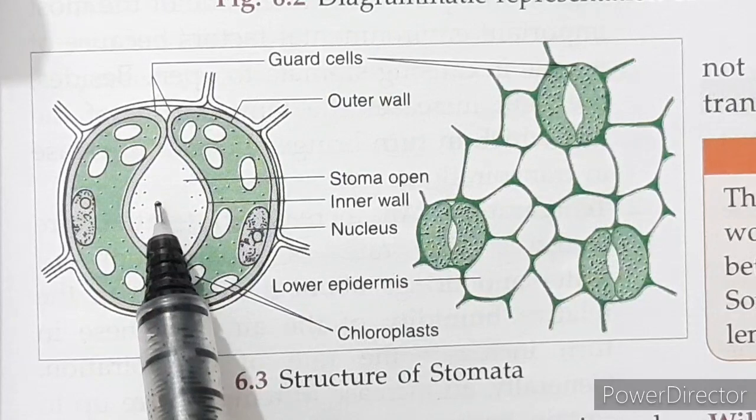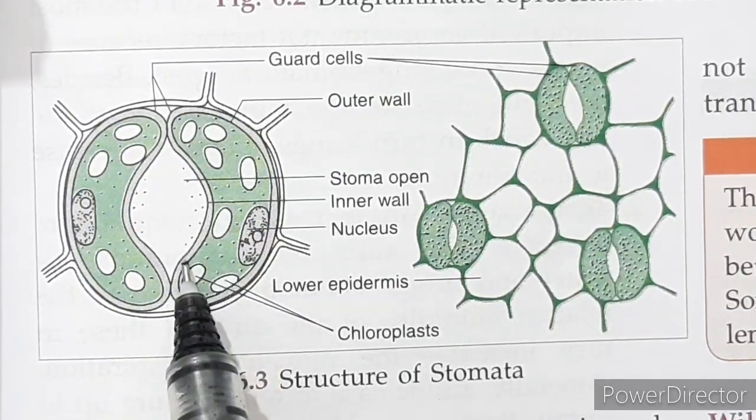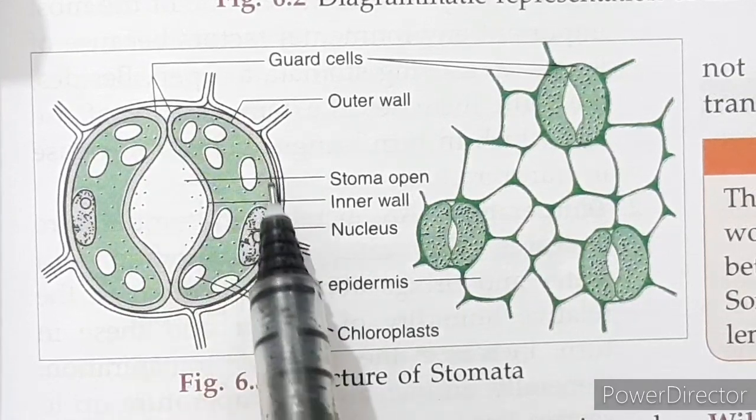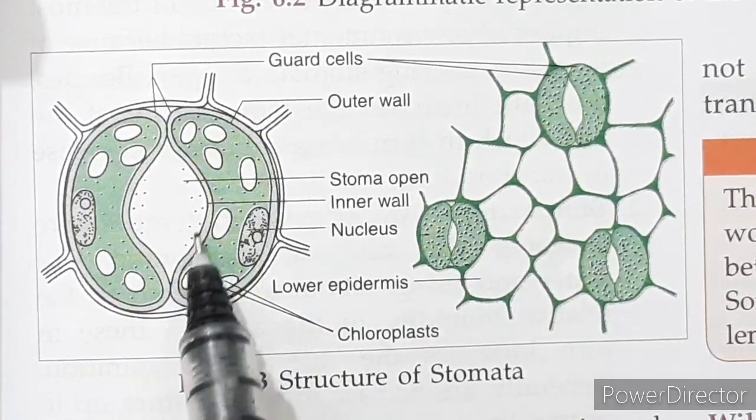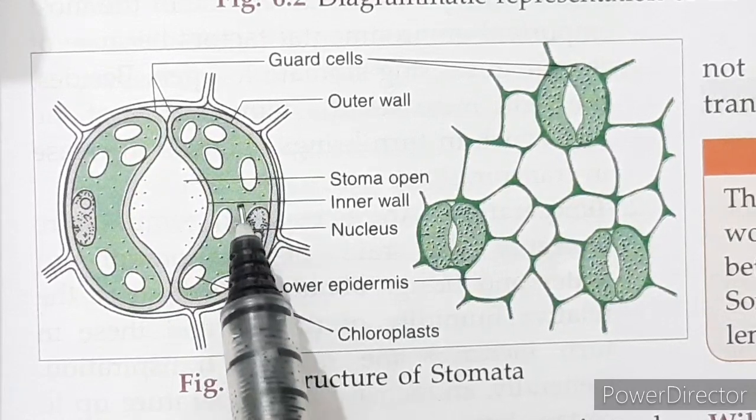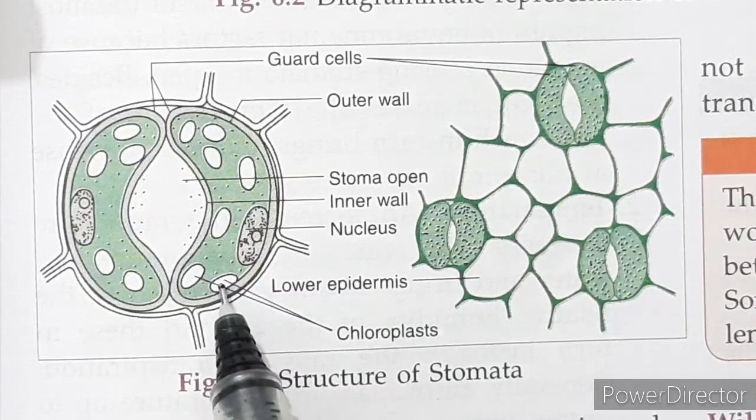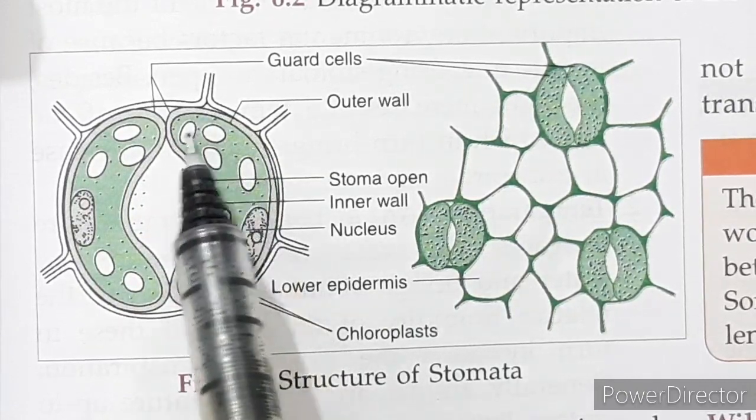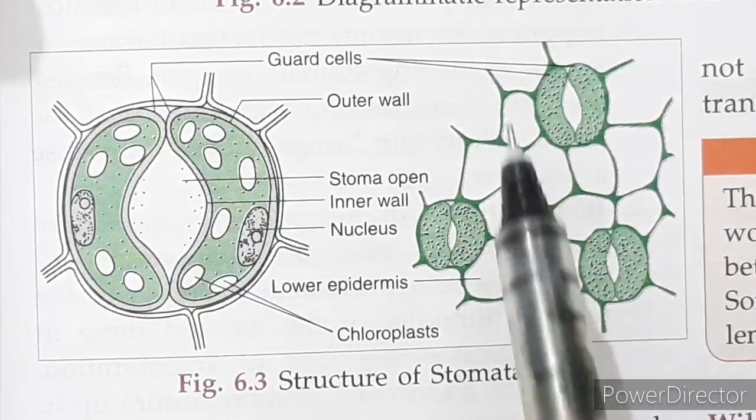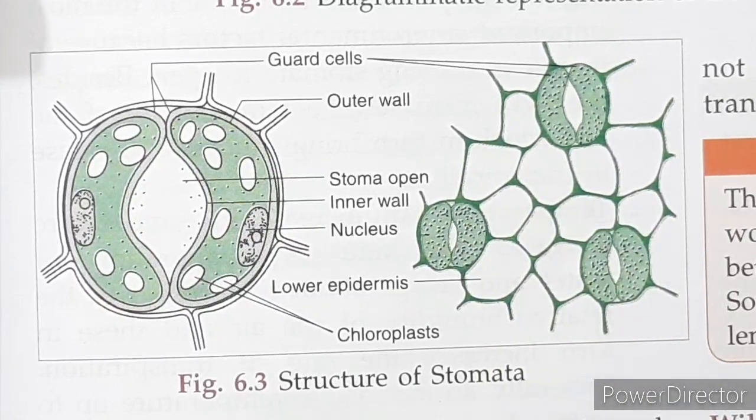This stoma is open, which is during the daytime, and this is the inner wall of the guard cell, and this is the outer wall of the guard cell. Since we are calling it a cell, we see that this is the nucleus, which is surrounded by cytoplasm, and there are many chloroplasts. These chloroplasts help in photosynthesis, and this is a general view of many stomata found in the lower epidermis of a plant.